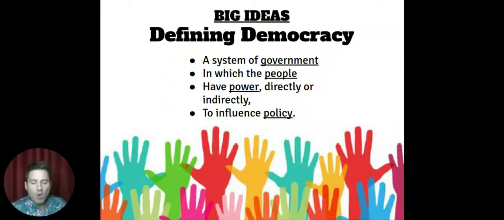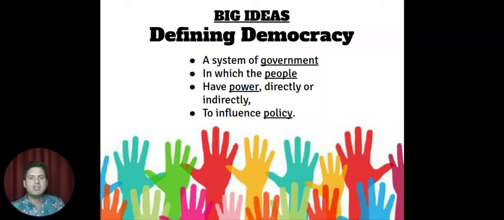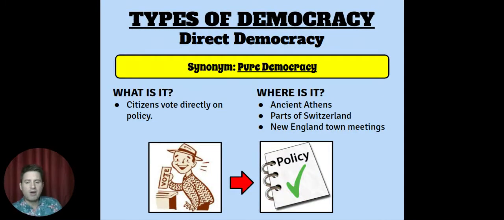So, we've already talked about democracy, and I gave you a definition that it's a system of government where the people have power, directly or indirectly, to influence policy. That is, to affect what government does. Remember that for our definitions, and this is a key one, it's less important that you memorize the exact wording, and more important that you know what each element means and can phrase it yourself in the way that works for you. We talked about how direct democracies exist, but are pretty rare.